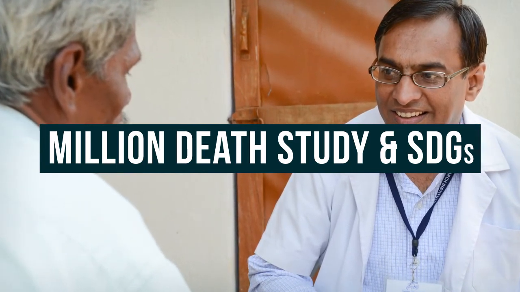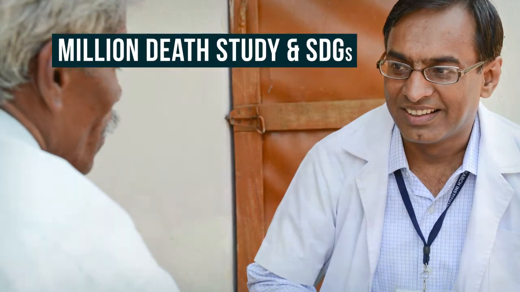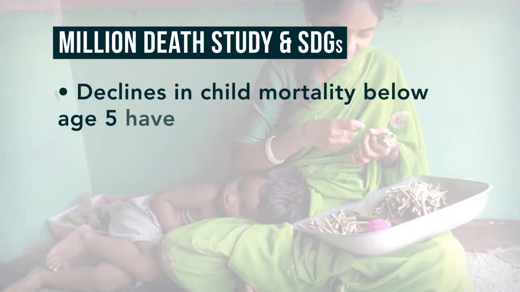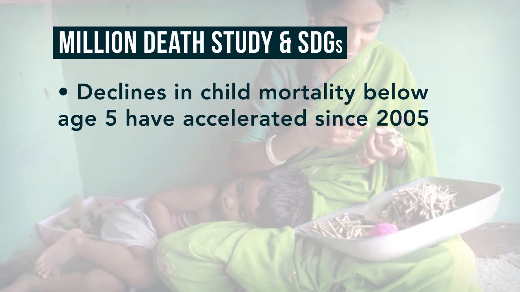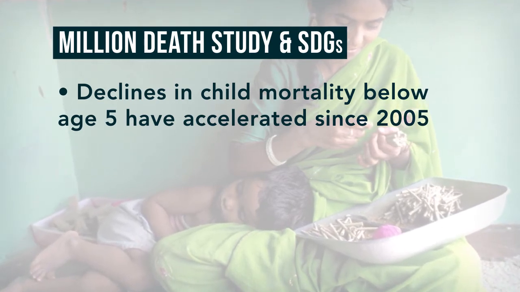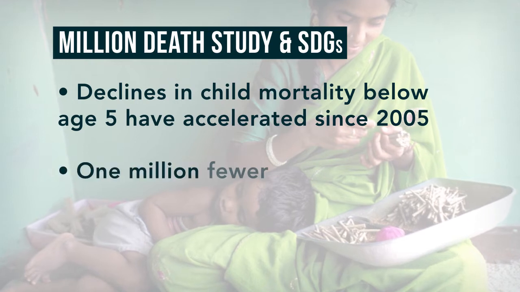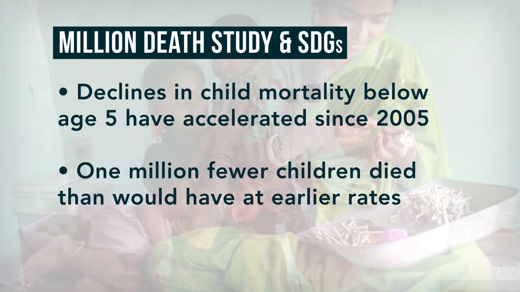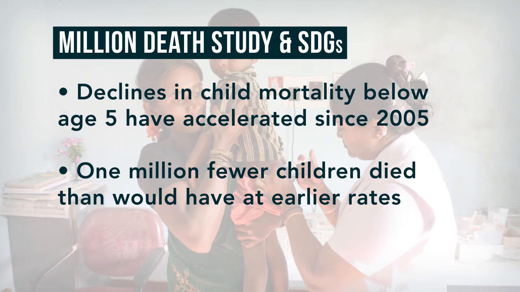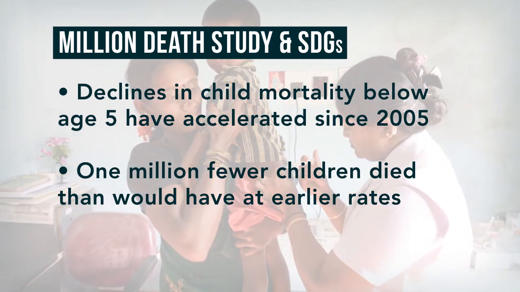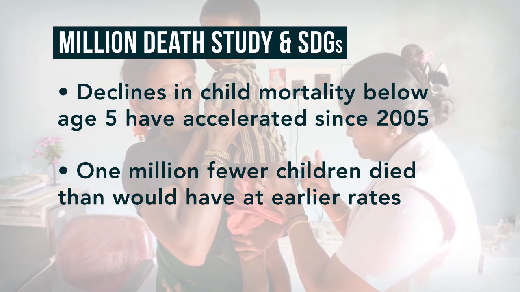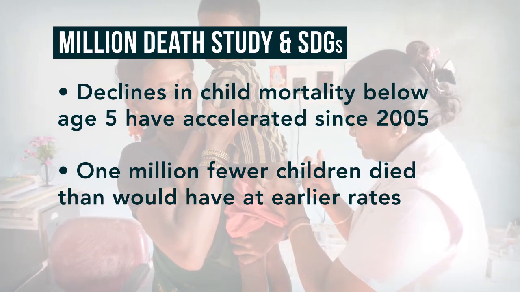The MDS in India confirms that from 2005, child mortality rates have accelerated in their decline. As a result, 1 million fewer children died than would have at the earlier rates of progress. With continued focus on priority conditions, India could save even more children's lives.